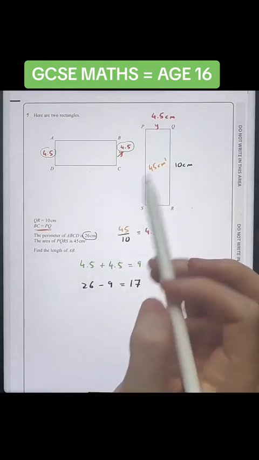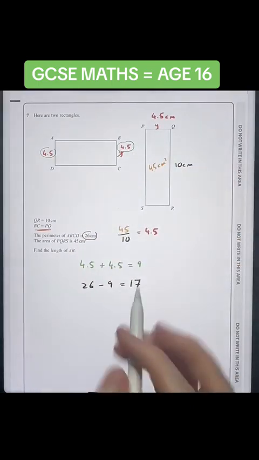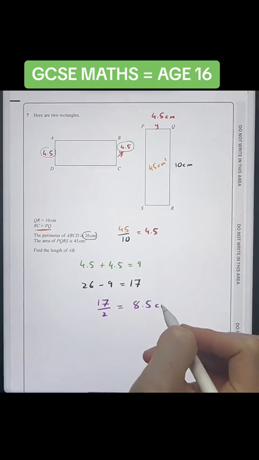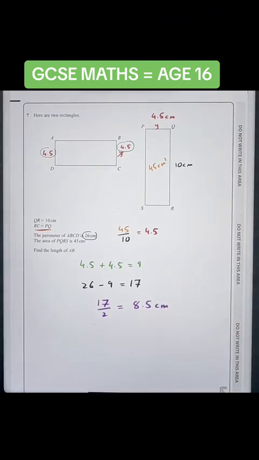And I know opposite lengths of a rectangle are equal. Therefore, to work out the length of AB, I'm just going to do 17 divided by 2. And 17 divided by 2 gives us 8.5. So therefore, the length of AB is 8.5 centimeters.